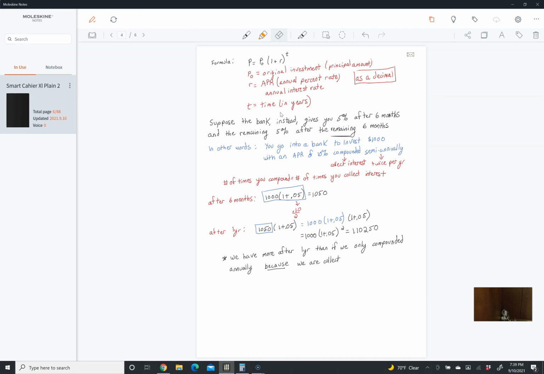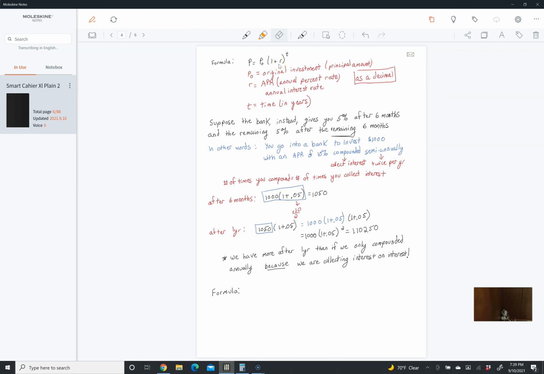Because we are collecting interest on interest. Okay, so once again, we have this formula. So we can construct a formula. And the formula that we have here is very similar, right? It's going to be similar to this one.